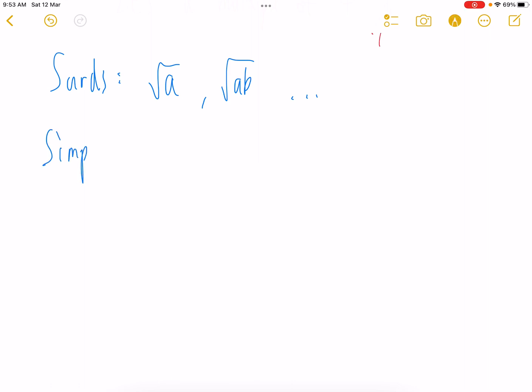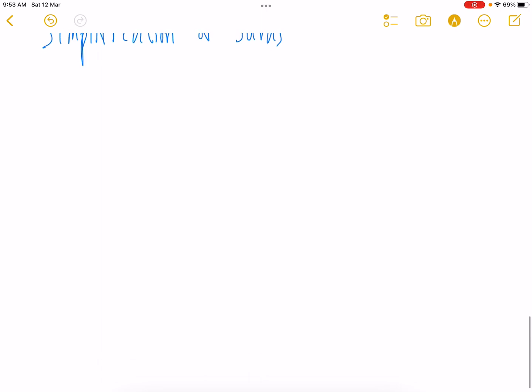So, simplification of surds. So let's quickly do 2 examples. The first one, I want to simplify. First part is square root of 20.